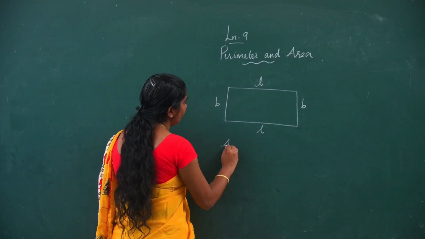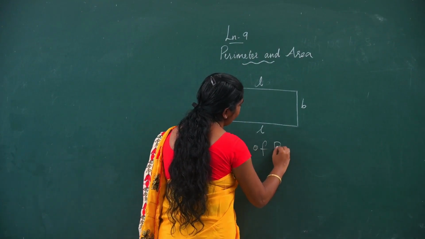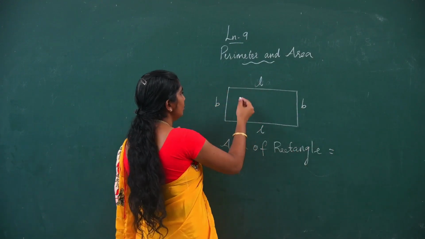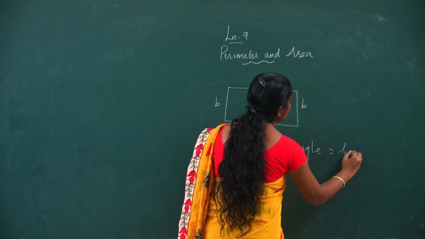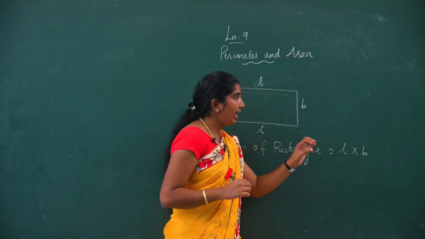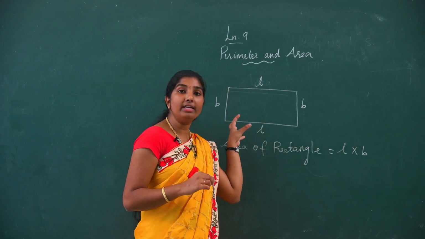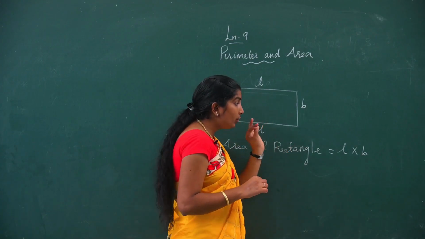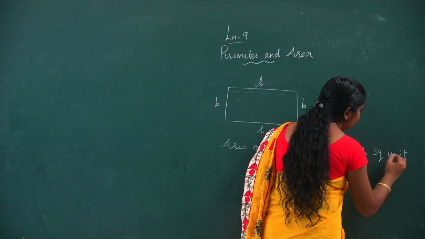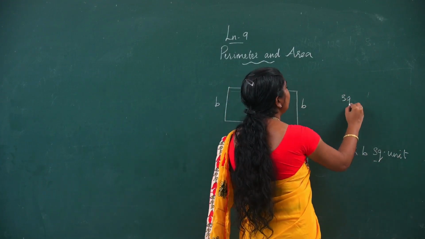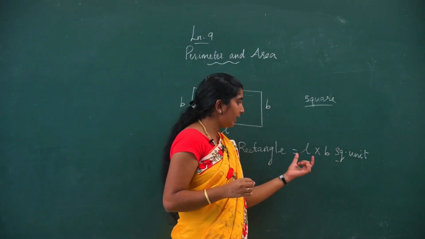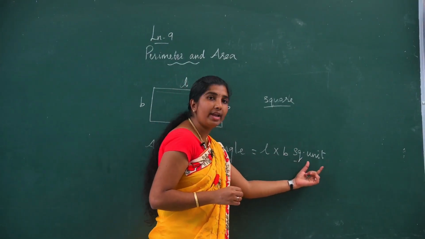So the area of a rectangle is equal to row into column. Row into column is length into breadth. And since we used squares to find the area, the unit should be square unit. Understand, children? S-Q-U-A-R-E, square. So use these two words. So L into B square unit.